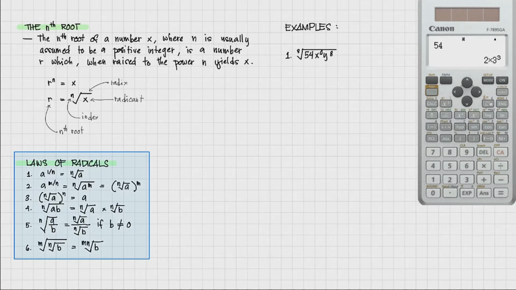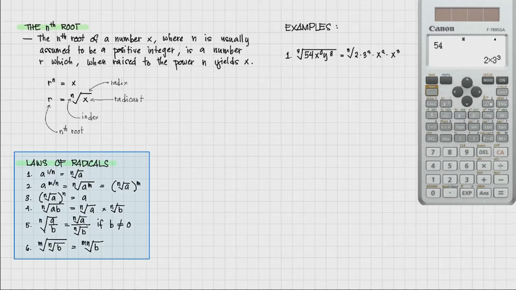Let's use the ink. So let's rewrite this whole term. We have the cube root, and then we have 2 times 3 raised to 3, right? And then we have our x raised to 6. So could we simplify this? x raised to 6 is just 2 times 3, right? So x raised to 2 times x raised to 3.